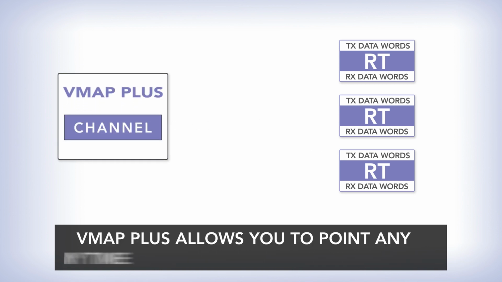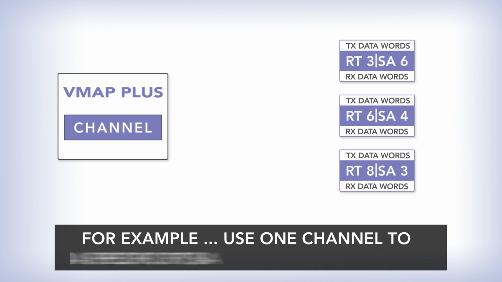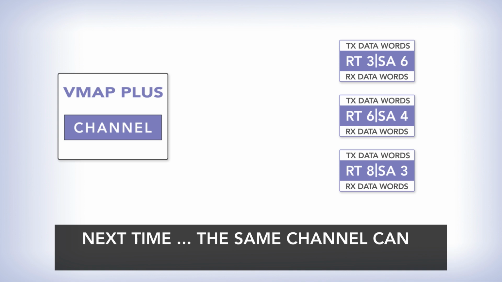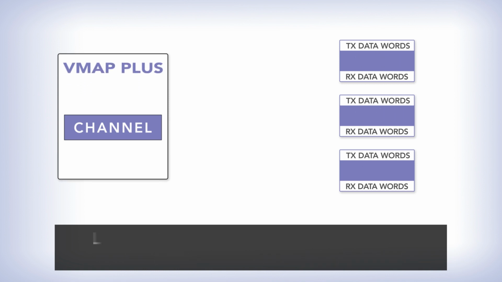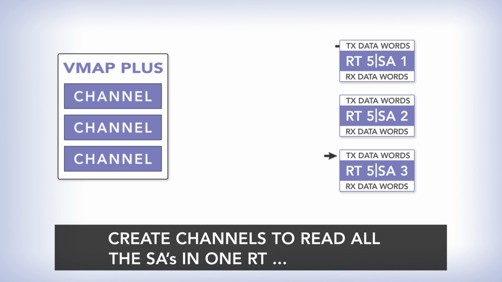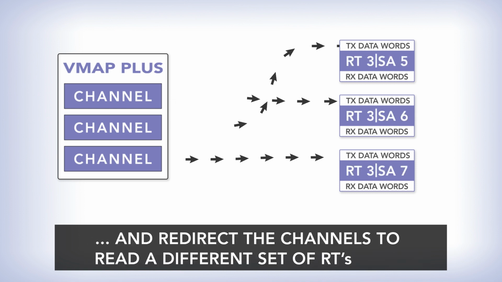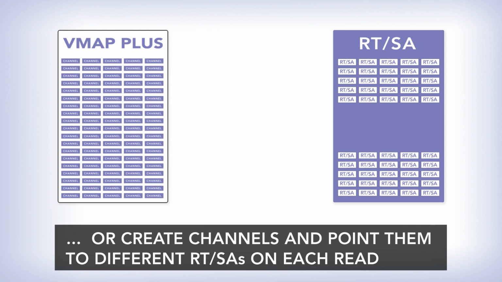VMAP Plus allows you to point one or more VMAP channels to one or more RTSAs at any time. For example, if you're using RT3 SA6, just use one of the channels that you've already created to read and write the memory. Next time, the same channel can read any other RTSA in the system. You could create enough channels to read all the SAs in one RT, and then redirect the channels to read all the SAs in a different RT next time. Or you can create 100 channels and point them to different RTSAs on each read.